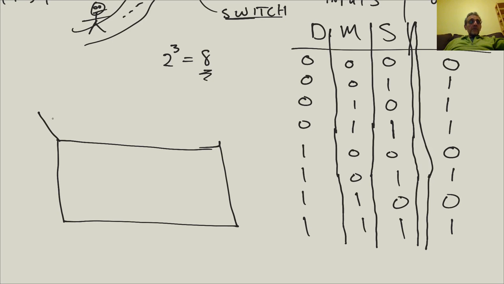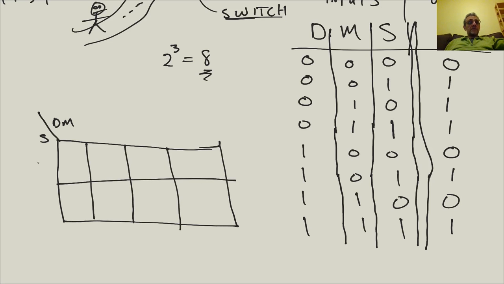So here I'm gonna call this DM, and I'm gonna call this S. Now notice here there's eight, so I gotta have four: 1, 2, 3, 4. So S can be 0 or 1. Okay, so that's S here. DM, I've just chosen to do it this way because DM comes first and then comes S. You can do it another way if you wish. There's more than one way to do a Karnaugh map. This one I'm going to say 0, 0. This one I'm going to say 0, 1.